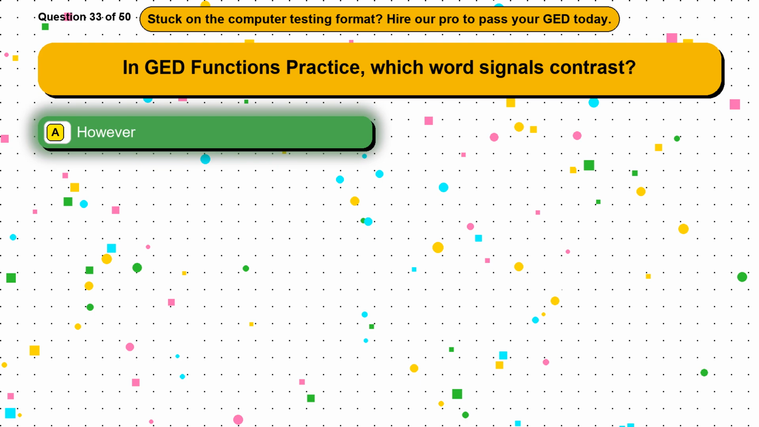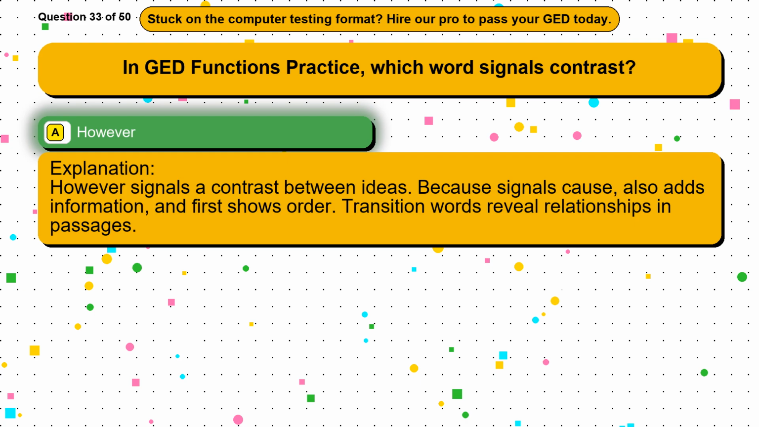However. However signals a contrast between ideas. Because signals cause, also adds information, and first shows order. Transition words reveal relationships in passages.